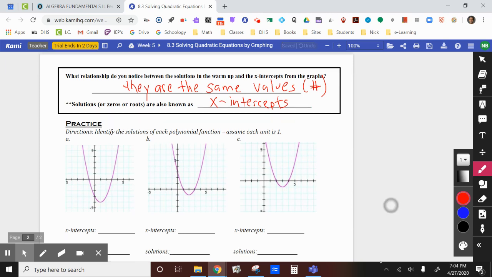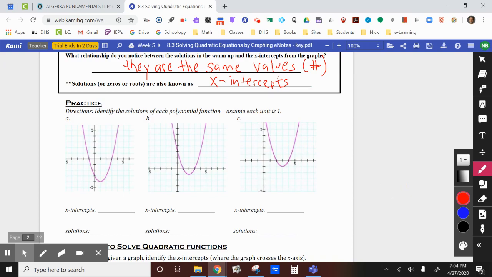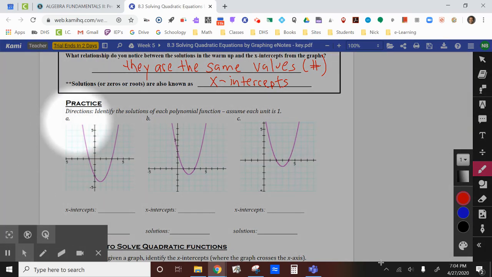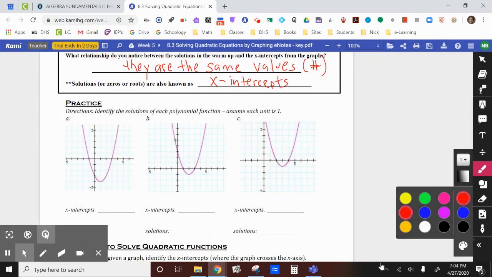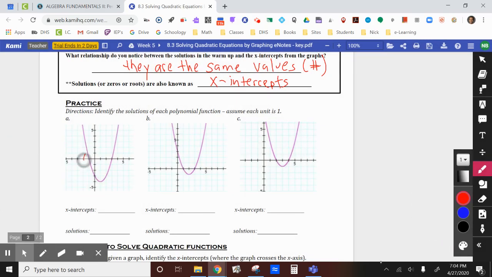All right, so practice A here. Here's my graph. I'm looking for the x-intercepts. I can say that my x-intercept is -1, and my other x-intercept is 1, 2, 3. So that means my solutions are x equals -1 and 3.